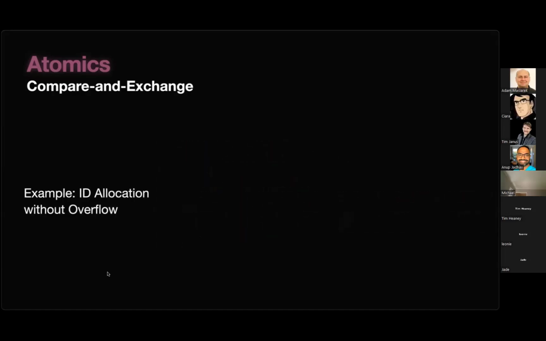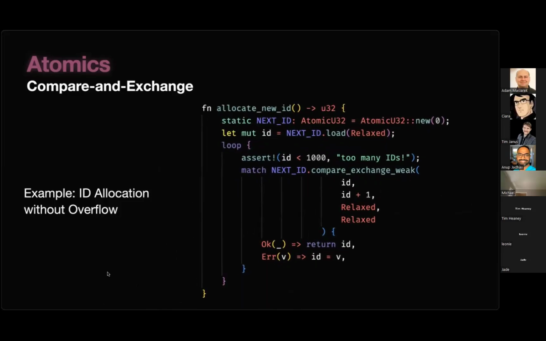Let's look at how we can tackle the overflow problem in our ID allocation program that we saw earlier. So we have the same example as before, but now we are using the compare exchange method. In fact, the eagle-eyed amongst you have probably noticed that we are using compare exchange weak instead of the compare exchange method. The difference is that the weak version may still sometimes leave the value untouched and return an error variant, even though the atomic value matched the expected value.